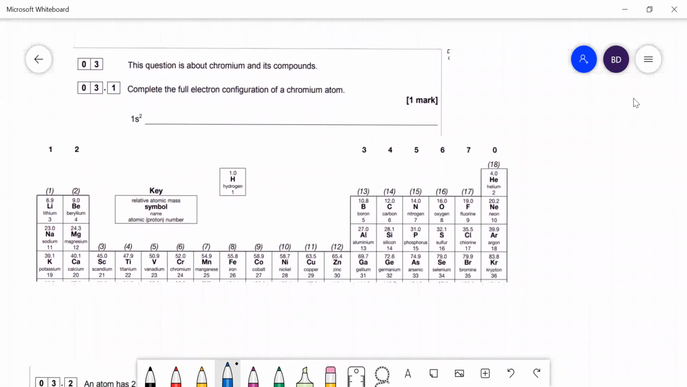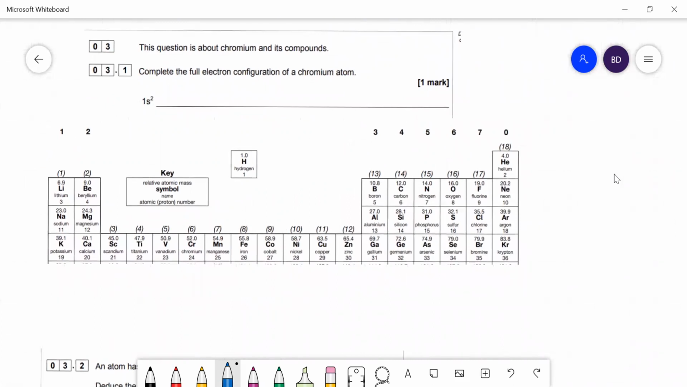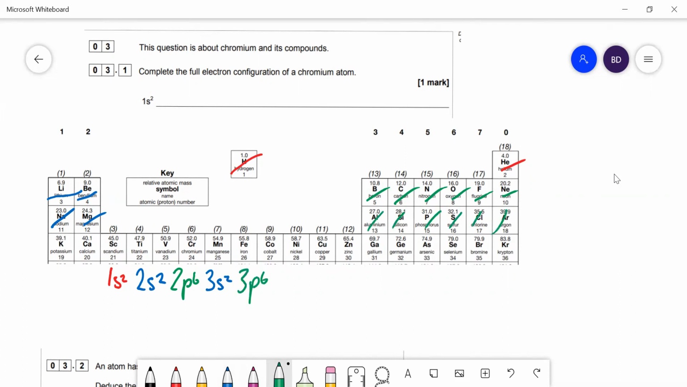Complete the full electronic configuration of a chromium atom. Okay, right. So we have got 1s2 is filled up. 2s2 is filled up, 2 electrons in there. 2p is going to be filled up with 6 electrons there, 2p6. Move on to 3s. That's filled up, 3s2. 3p is filled up, 6 electrons. Then we have to be a bit careful now. We're going to fill up 4s, okay? So 4s, so I'm going to put 4s2 there. And then the d electrons, we have got 1, 2, 3, 4, 3d4.